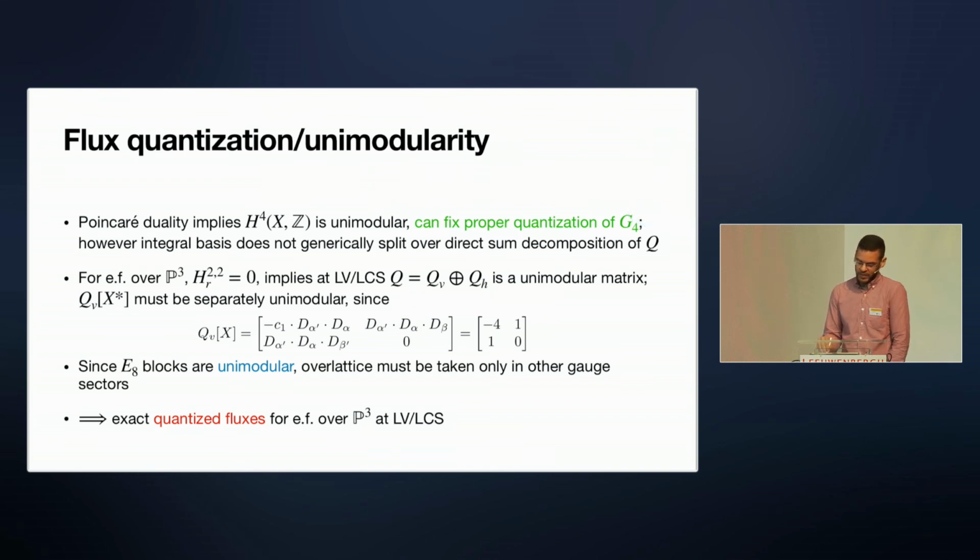So this implies that at the large volume, large complex structure limit, it will just be the sum of these two guys, the vertical and the horizontal parts, that are unimodular. And we can compute very easily the vertical guy for the smooth elliptic fibration over P3. It's manifestly unimodular, so this implies that the horizontal part has to be unimodular.